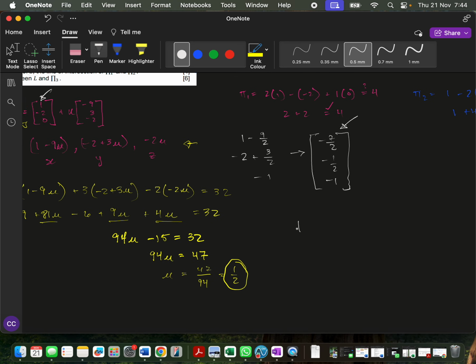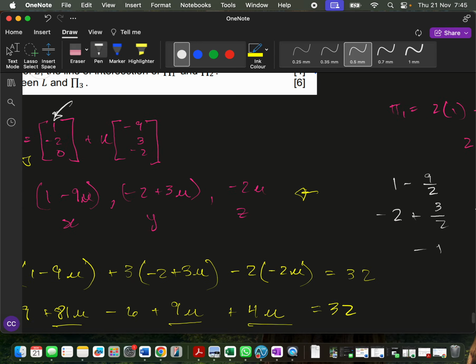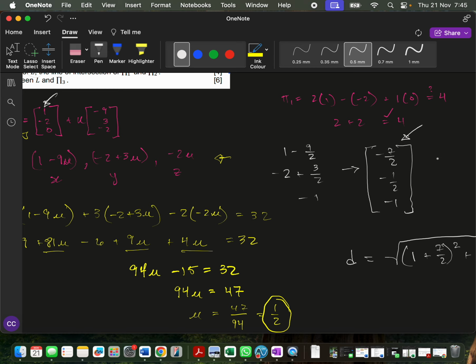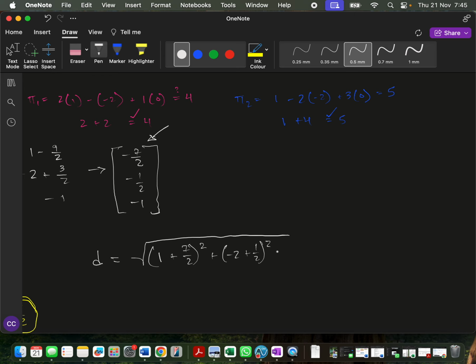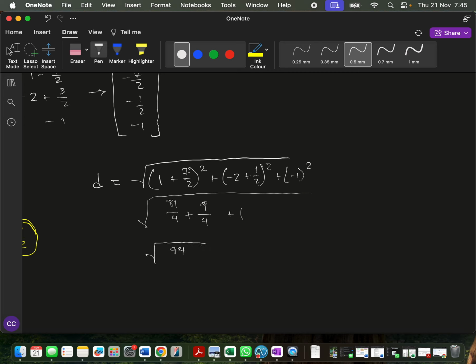So if I set that up, the distance is the square root of (1 plus 7/2) squared, plus (-2 plus 1/2) squared, and 0 minus 1, which is just -1, so -1 squared. Let me just slide over. Combining these, that would turn into 81 over 4. And -2 is -4/2, which would give me 9 over 4. Okay, that's not bad. And this would just be 1. Combining these, I get the square root of 94 over 4.